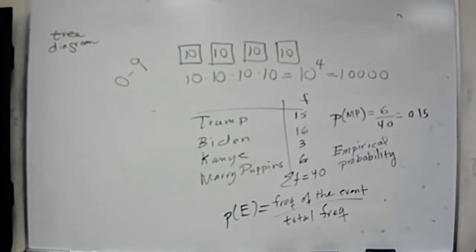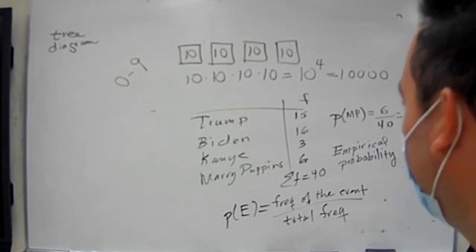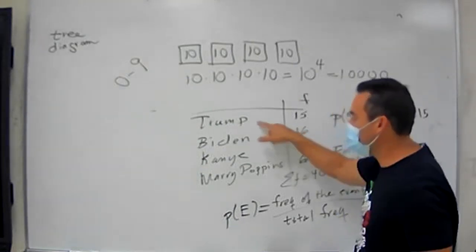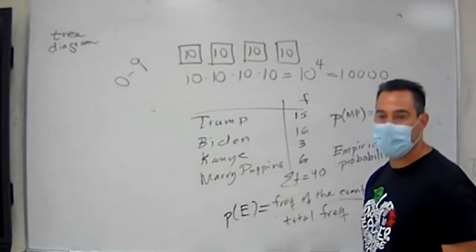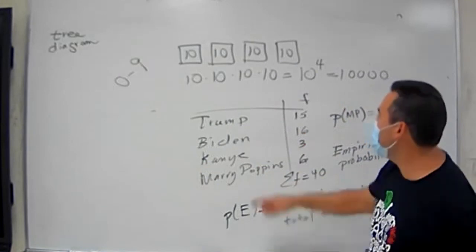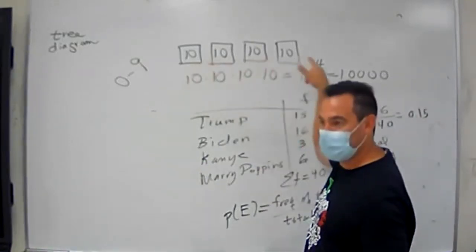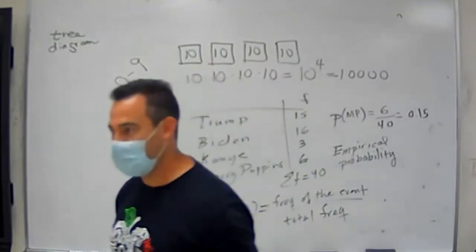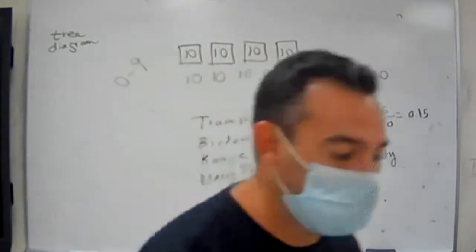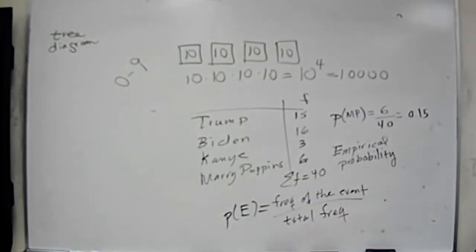It's not classical. Classical probability is when each of the outcomes was equally likely. Is it equally likely to choose Trump, Biden, Kanye, and Mary Poppins? No. But it was equally likely to pick any one of these numbers. You see? That's what makes it classical probability versus empirical probability.